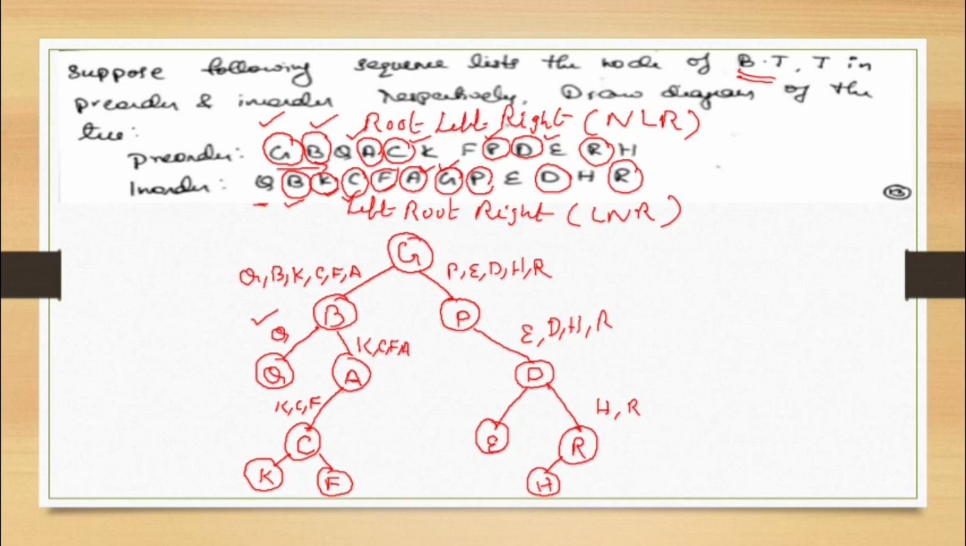Now D is the root there. Then to the left of D you have E, so that's also verified. E comes to the left and HR comes to the right. Now H and R, which is the root here? R comes first, so you write it as the root. Then you search R in the in-order, and you have H to the left. That's also verified. So we have seen that in the in-order, all the elements we have circled.